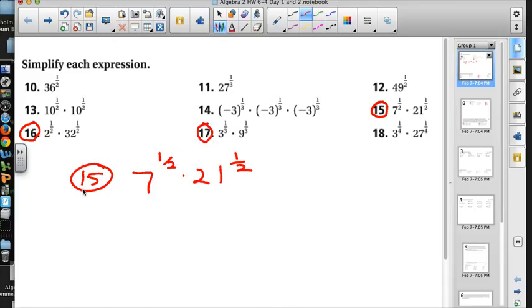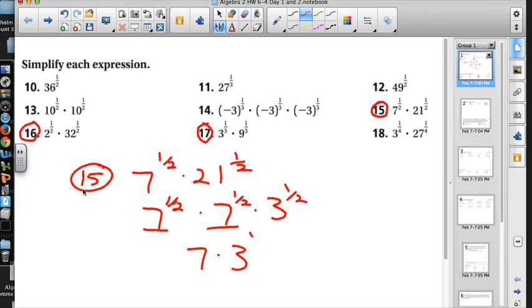I think the best way to do this one would be to show you that if we have 7 to the 1/2, we can change 21 into 7 to the 1/2 times 3 to the 1/2. And then we have these two bases of 7. We'll keep that base, we'll add the exponents, and that'll be 7 to the 1st times 3 to the 1/2. Now that's the best way to write this answer.